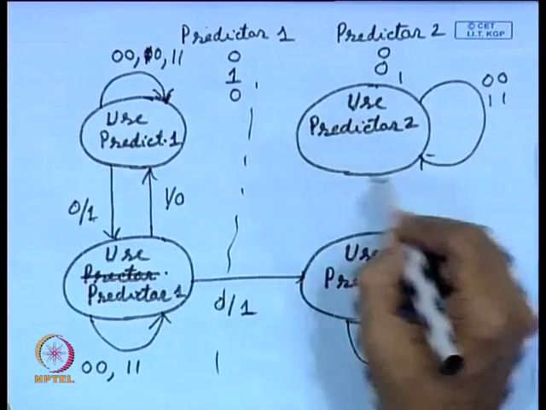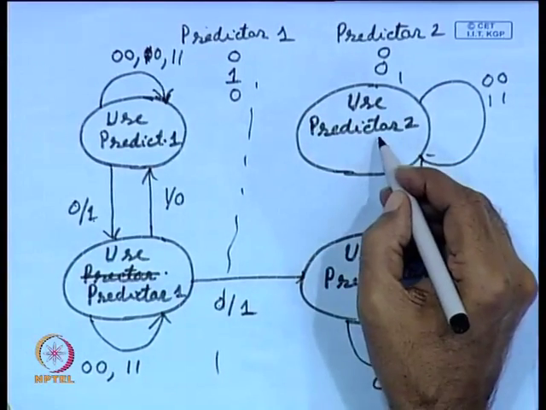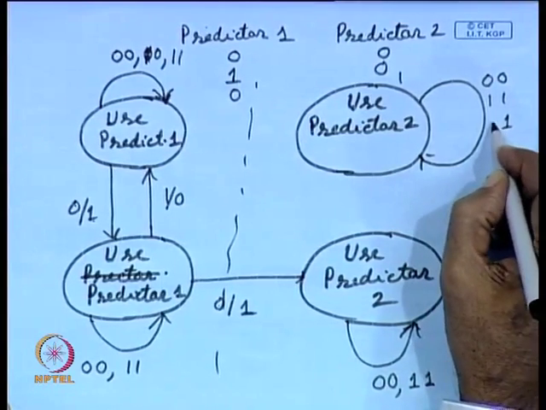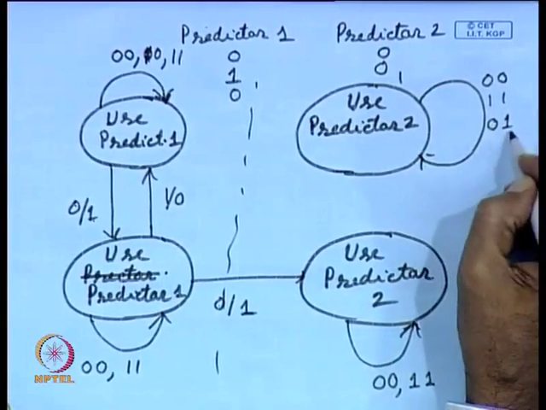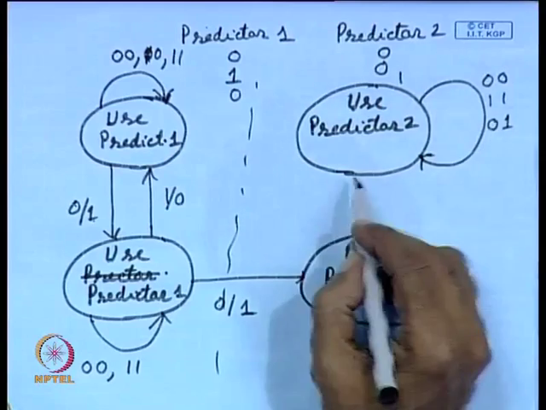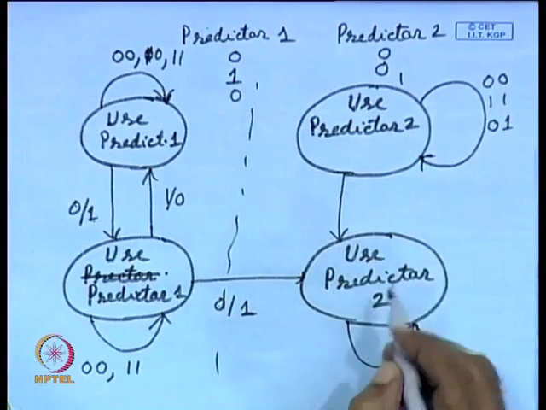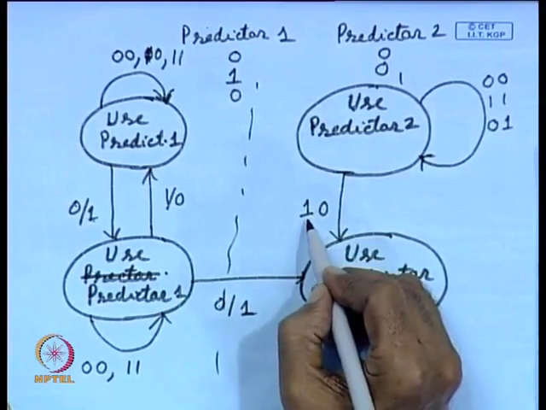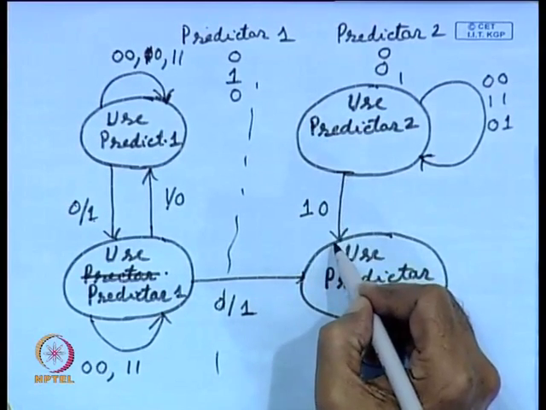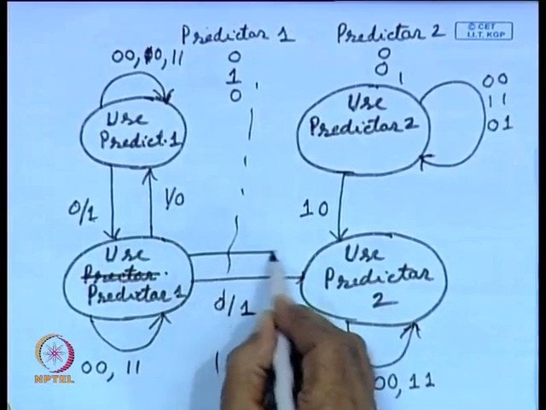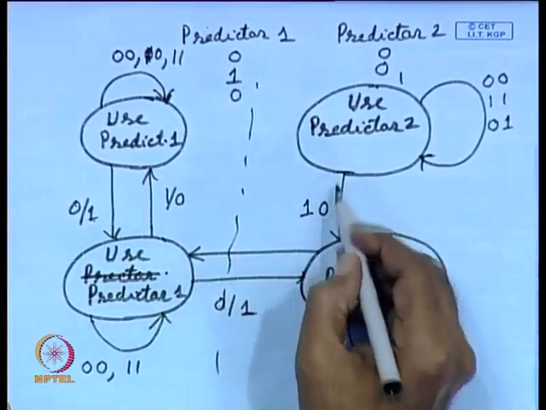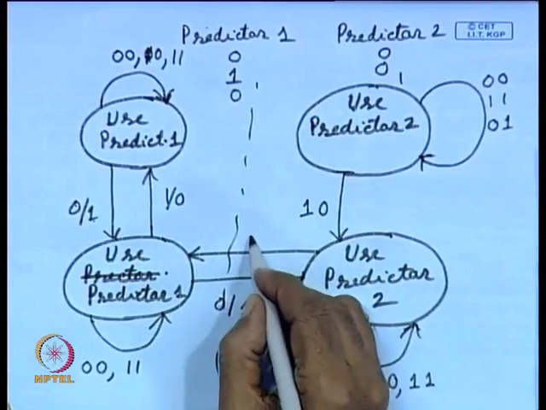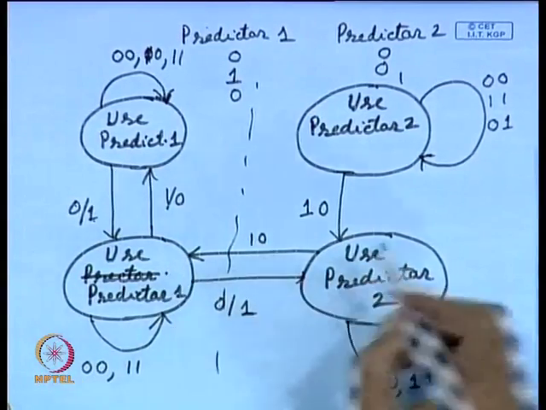Now, it will move in the direction of predictor 2, and it will remain in this state as long as predictor 2 is correct and predictor 1 is wrong. So, it will remain in this particular condition as long as this is true, and it will come from this state to this state whenever it is 1 0. That means predictor 1 is right and predictor 2 is wrong. So, it will come here, and again if the same condition holds, that means predictor 1 is right and predictor 2 is wrong, if it happens twice, it will go to predictor 1. That means predictor 2, if it fails twice, then it will go to predictor 1.